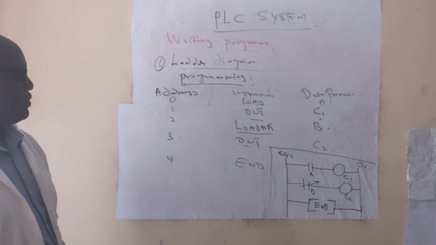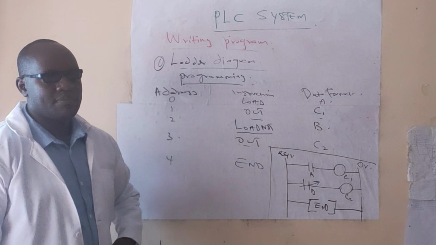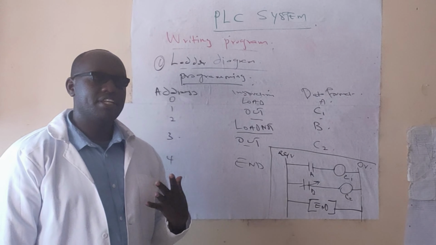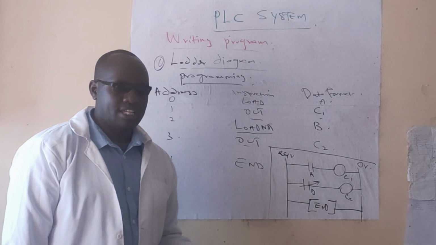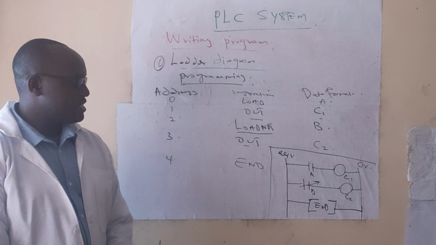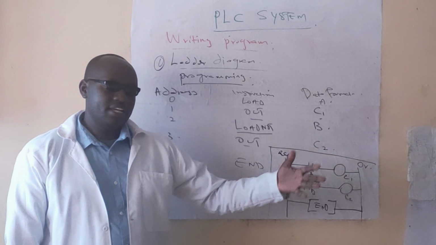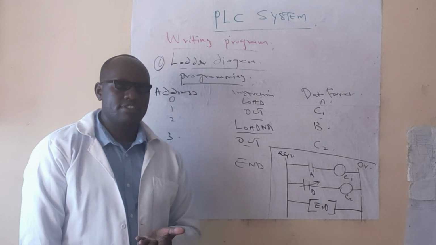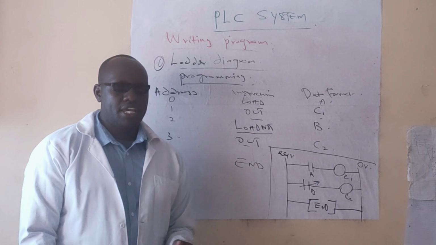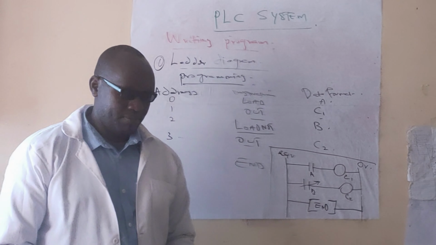So how do we get this? First of all, we are supposed to be given the programming. That means we are given an address, the instructions, and lastly the data format. Then from there we can come up with a ladder diagram. Still, you can be given a ladder diagram and then you are supposed to write a program. That means you come up with the address, the instructions, and the data format. Whichever way, there should be no problem. So let's see another example.